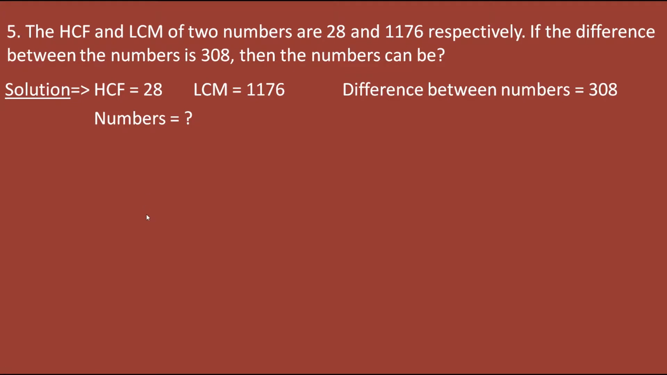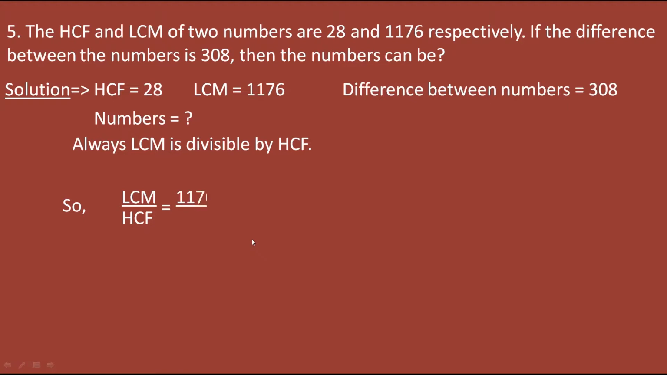So what we will do, first I'll tell you one thing, that always LCM is divisible by HCF. So we have to find the number by which the LCM gets divided by HCF. So let's find. LCM upon HCF is equal to 1176 upon 28. So let's divide it by 7. 7 4s are 28. Here 7 1s are 7. We got 4 as remainder.